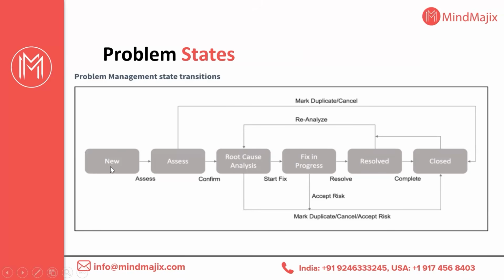Once any technician is assigned to that particular problem, they start with the assessment. At that time, it will be in the assess state. Now, while that person is assessing, they can feel that this particular thing is either a duplicate, a problem is already created for the issue, or it could be that this is invalid. So at that time, the person whom the problem is assigned to, who's assessing this problem, can mark it as duplicate or cancel, and automatically it would be duplicated or cancelled. Okay.